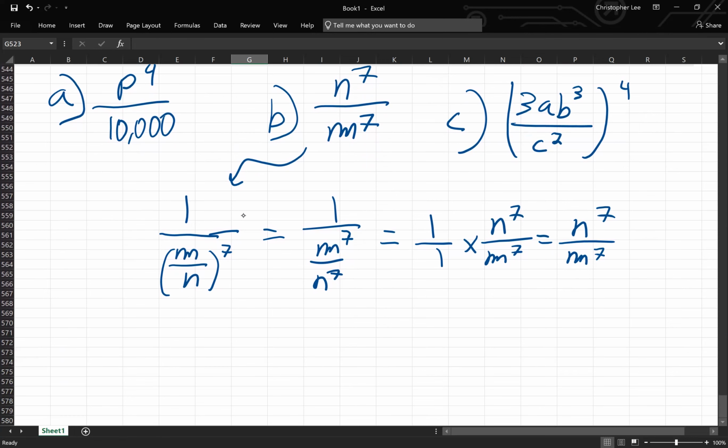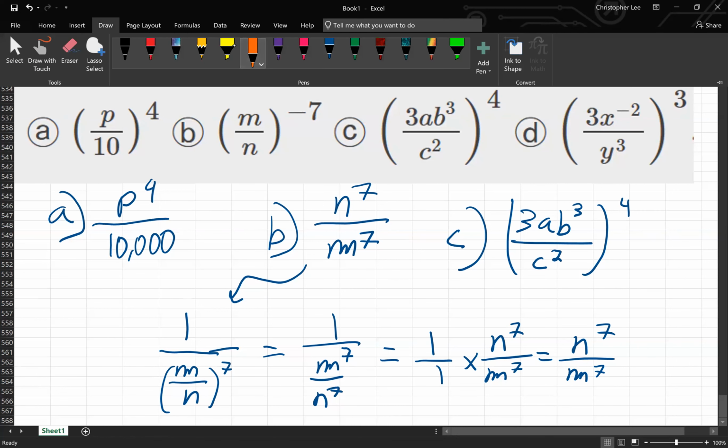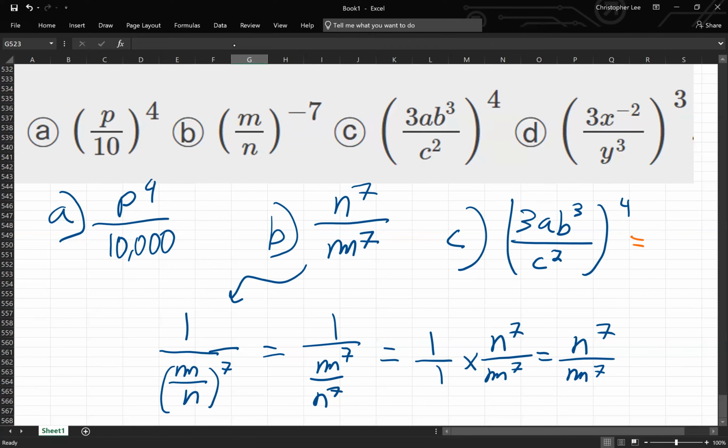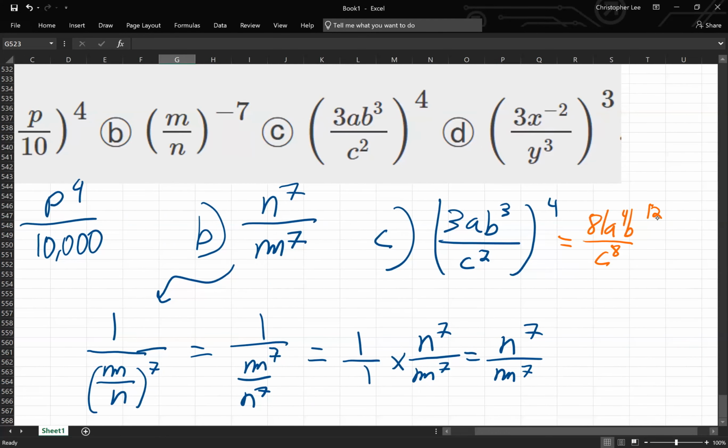What about D? Wait, we didn't even do B. Hold on. What's the answer for B? Oh, C. My fault. I'm looking at C and I'm saying B. I'm sorry. What is it? B to the 4th? No. But C to the 8th? Yeah. B to the what? B to the 12th, right? All right.